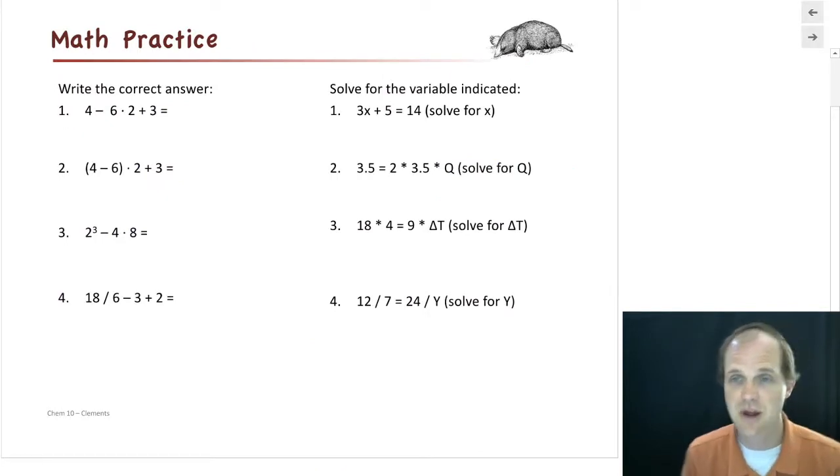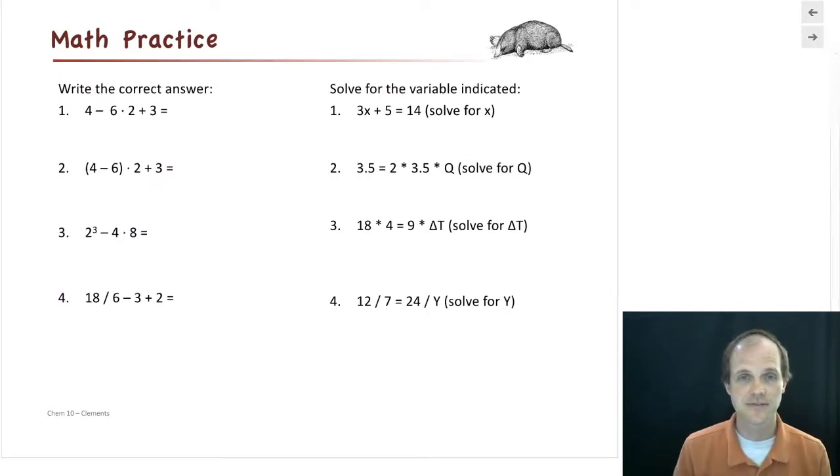Here are some practice problems for you. There's 8 practice problems on this page. I encourage you to pause the video, get a piece of paper out, write each one of these down, see if you can solve them correctly, then come back.